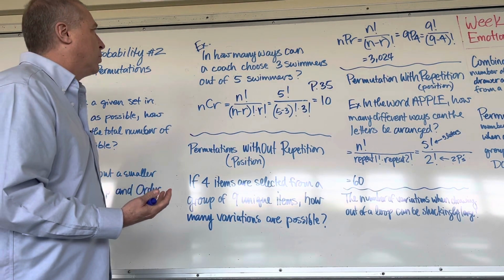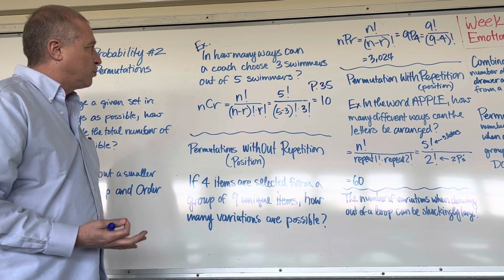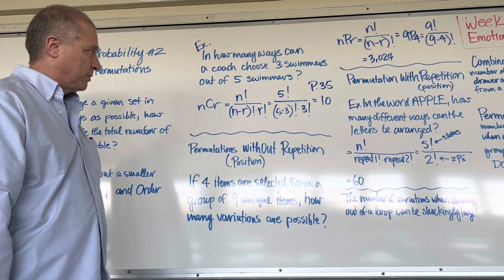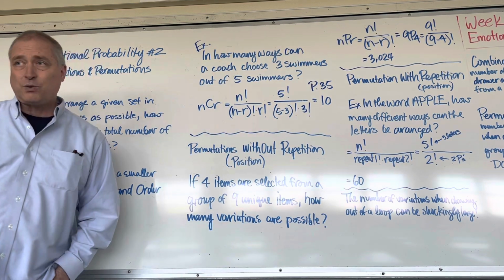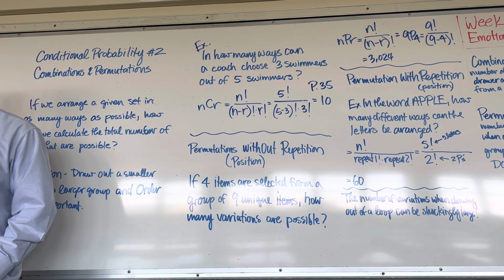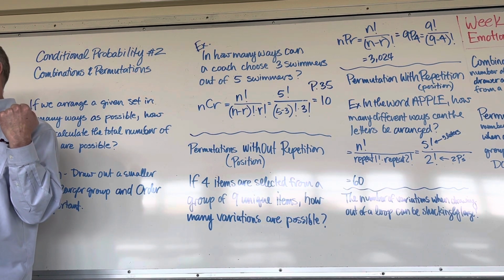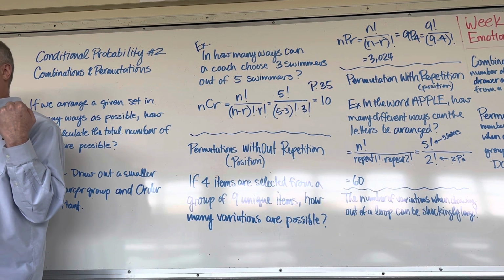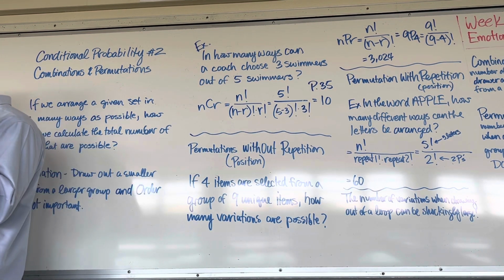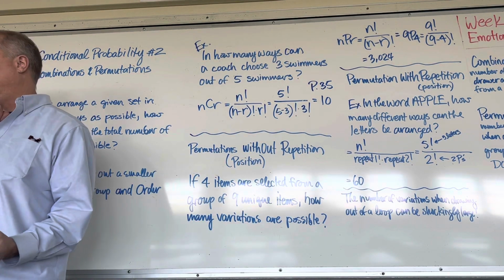Order is not important. In how many ways can a coach choose 3 swimmers out of 5 swimmers? So in this case, we don't care what order they come out. We just want 3 out of the 5. So here's your 5, and you pull 1 out. And I don't know if swimmers is really good. We should probably use colored marbles or something, right? We're going to pull out 3 colored marbles. So you pull out red, green, blue.